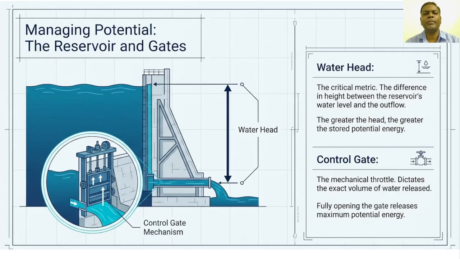Here, managing the potential in the reservoir and gates. First we have water head and then the control gate mechanism. In the water head, it is the difference in height between the reservoir water level and the outflow. The greater the head, the greater the stored potential energy. Now the next one is the control gate. The mechanical throttle indicates the exact volume of water released. Finally, the opening of the gate releases the maximum potential energy. This is the process of water head and control gate.